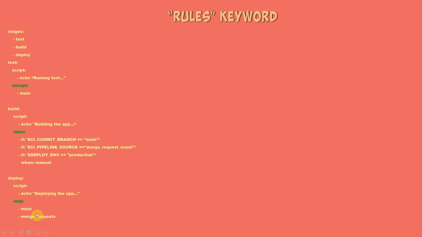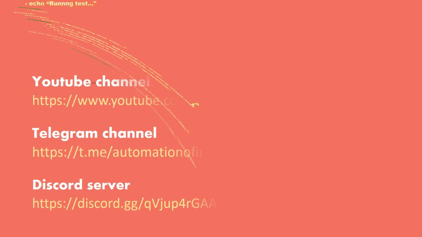By understanding only, except and rules, you can control exactly when and how your jobs run in GitLab, making your CI/CD pipeline smarter and more efficient.